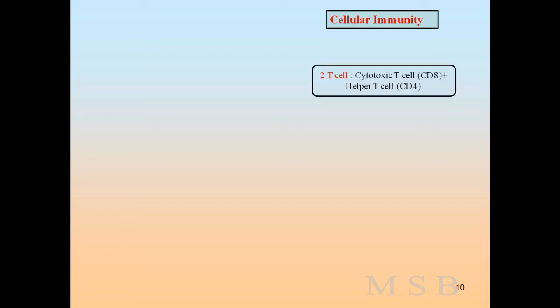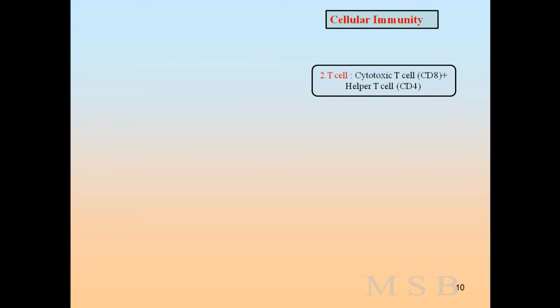T lymphocytes have two subpopulations: TH cells, meaning T helper cells, and cytotoxic T cells, meaning TC cells. Both cells can be differentiated from one another by the presence of CD4 and CD8 membrane glycoproteins on their surfaces. CD means clusters of differentiation. CD4 means cluster of differentiation 4 and CD8 means cluster of differentiation 8.